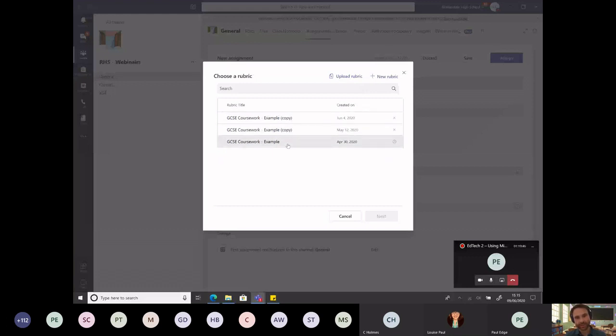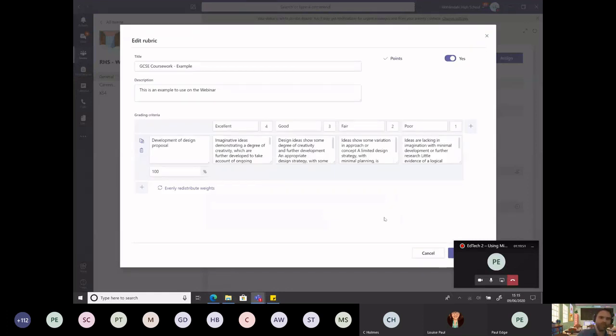So I've got a GCSE coursework example here, and I've taken this from our technology department. What we can do is give it an example, a description, and then give this rubric our different grading criteria. Within computer science, we have a GCSE course, and there are different sections of that course that are graded in their own unique way. So for example, development of design proposal, and then we can put in the criteria here.